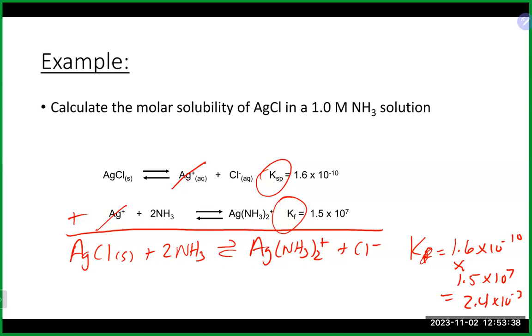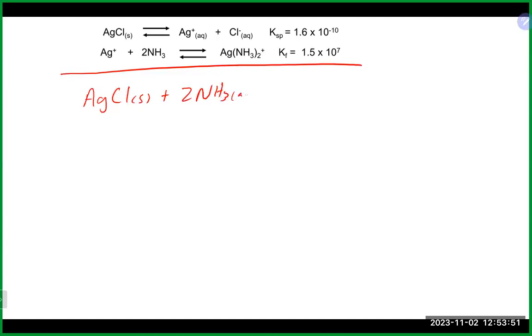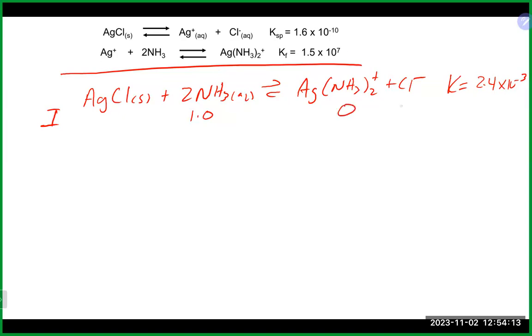So if I flip the page, so I've got more places to write, we'll take our overall reaction, which is our silver chloride solid, plus our couple of ammonia, making this complex ion and chloride, and our K value that we got from combining, 2.4 times 10 to the minus 3. In this case, the only thing that was given to us was the molarity of the NH3, which was 1, I hope. We don't have any of these others given to us.